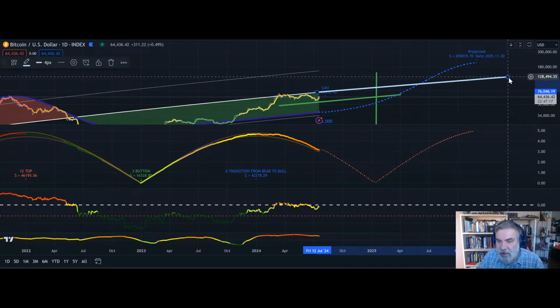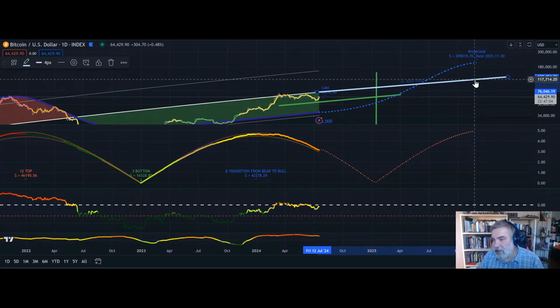I'm trying to use my line as much as possible. But this is the power law, right? So if the power law continues all the way here, then it has a certain value. It is about $117,000, right? At the moment of the peak.